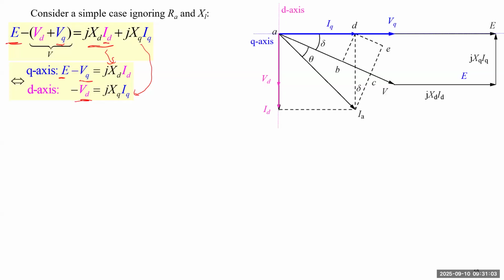So here we use E. So X here is the Q axis. We use E as a reference. And we assume the generator is delivering power, such that the voltage of the infinite bus is lagging E with angle delta.